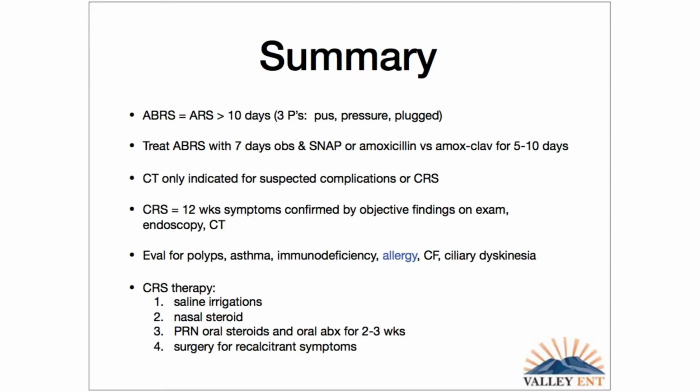CRS, chronic sinusitis, is greater than 12 weeks of symptoms, confirmed by one objective finding. And when you have a patient with chronic sinusitis, determine if it's with or without polyps, and evaluate them for asthma, immunodeficiency, allergy, cystic fibrosis, and ciliary dyskinesia. And these are all good therapies for chronic sinusitis: saline irrigations and nasal steroid. Every patient with CRS should be on those. These patients also benefit from PRN oral steroids and oral antibiotics for 2 to 3 week duration for acute exacerbations. Surgery is reserved for patients with recalcitrant symptoms.